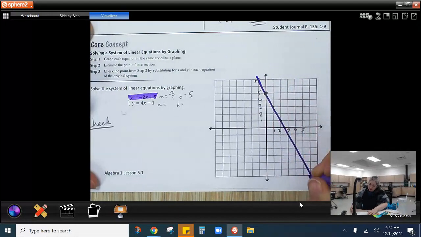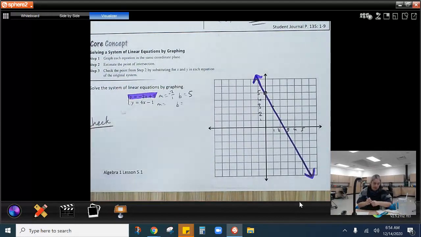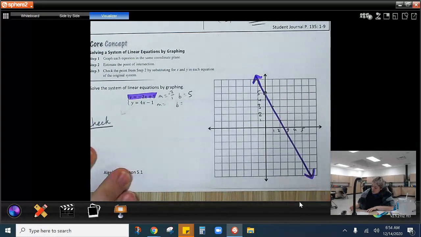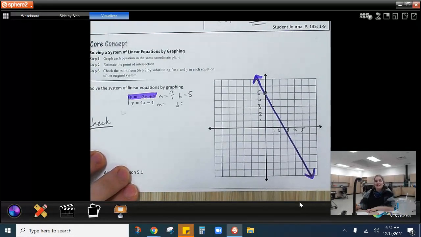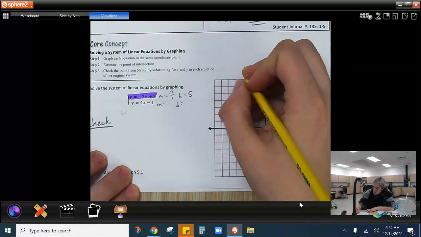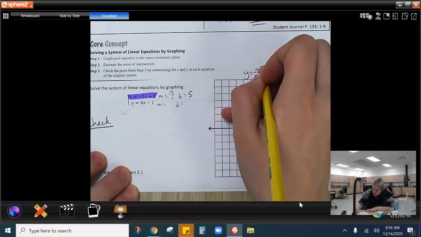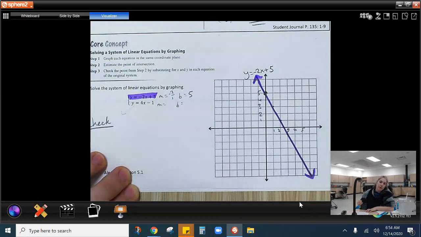I find it really helpful, color. It helps my brain. I'm also going to label this. Remember how back in chapter 3 I said, hey, when we start graphing multiple lines, it's really helpful to label them? So I'm going to label this guy as y equals negative 2x plus 5, because then I remember what the equation was. It's right there. It's easy for me to see.